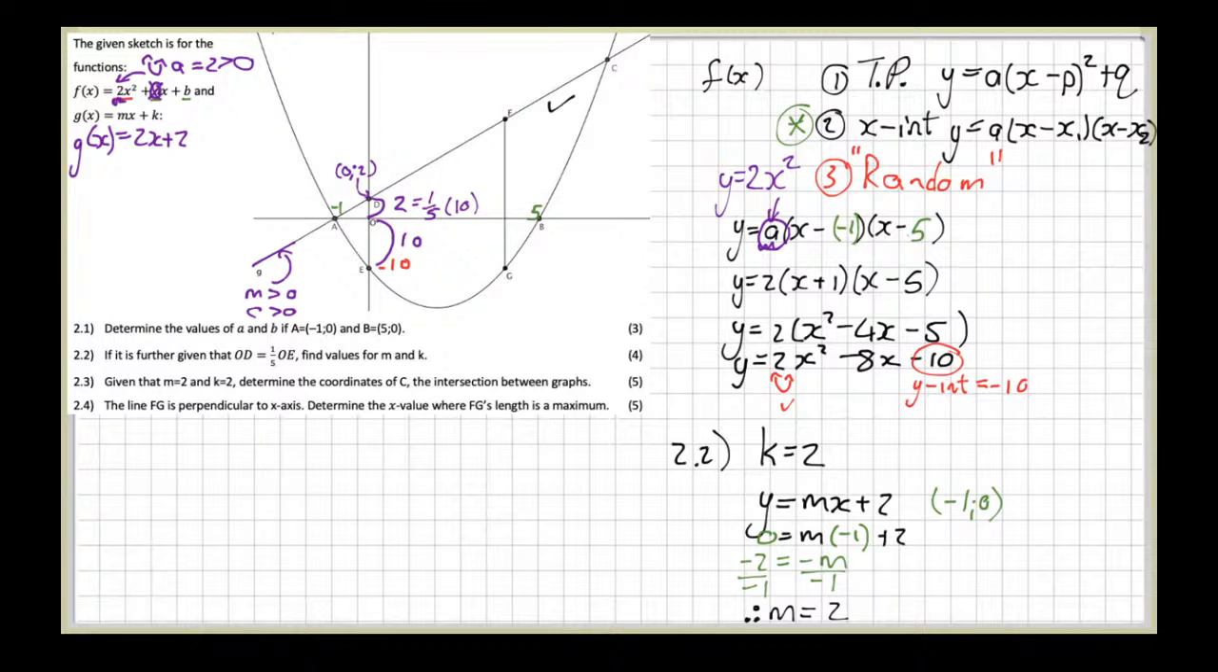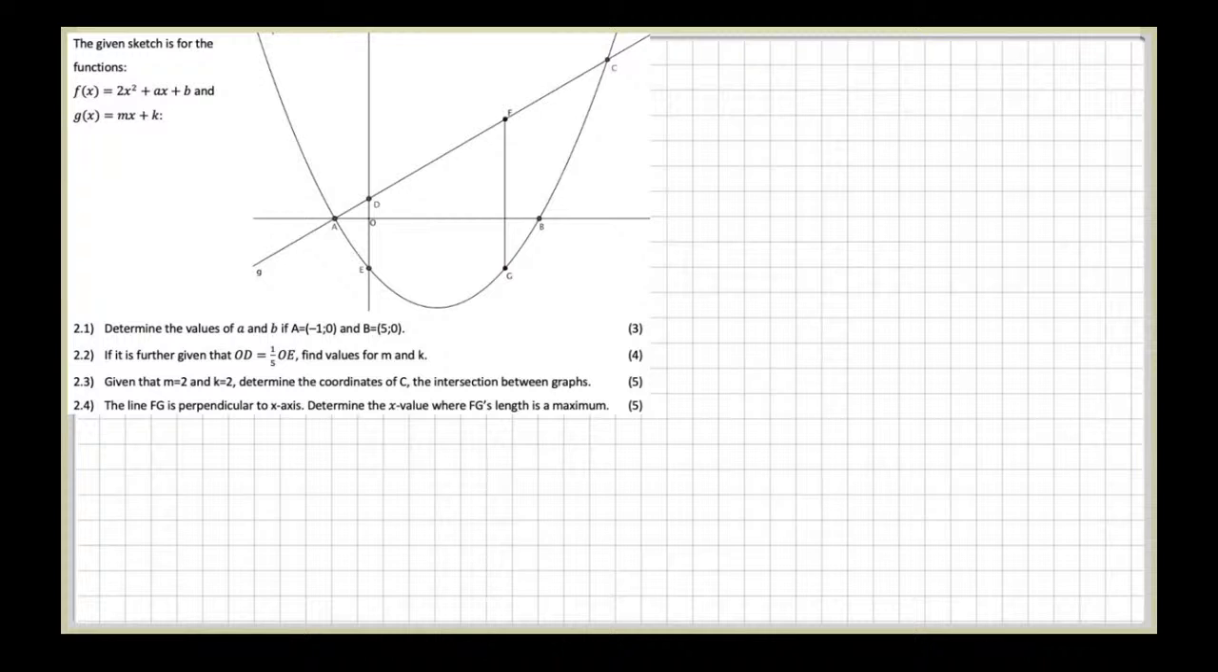So let's now go and have a look at question 2.3. I'm just going to go over to a new slide. If you're still writing down, hit the pause button, and then when you are ready, you can play on. If I look now at question 2.3, given that m is equal to 2 and k is equal to 2, determine the coordinates of C, the point of intersection. Now, I know for some of you, you go, oh, this is easy. I can do this with my eyes closed. Well, go for it. I'm doing this to make sure that I've got all the bases covered with you.